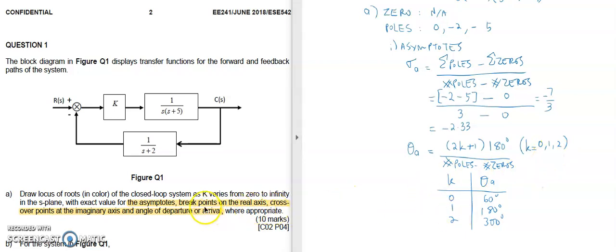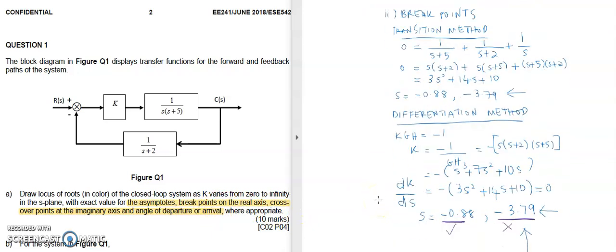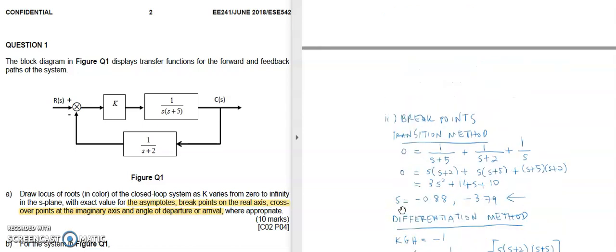So the next one, determine the breakpoints on the real axis. For breakpoints, there are two methods, transition and differentiation. For this example, I provided both of the methods, but in your exam papers, you just need to use either one. Both will produce the same value for breakpoints. Once you calculate it, you need to decide which one is breakaway and which one is break-in.